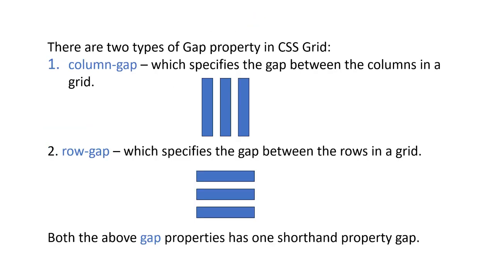There are two types of gap property in CSS Grid. One, column-gap, which specifies the gap between the columns in a grid. Two, row-gap, which specifies the gap between the rows in a grid. Both of the above gap properties have one shorthand property, gap.